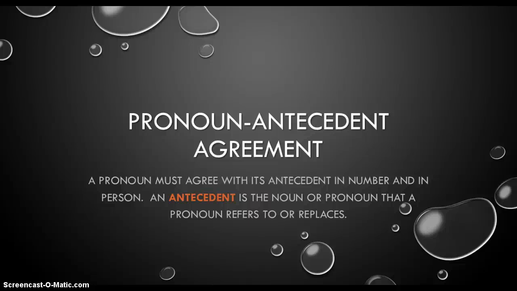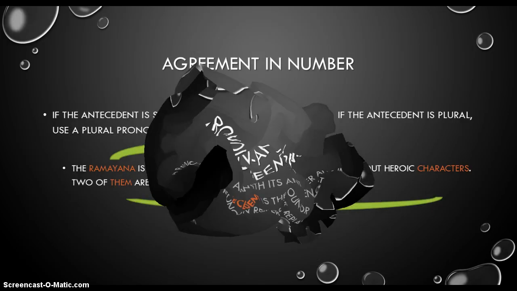The next pronoun thing that we're going to talk about is pronoun-antecedent agreement. A pronoun needs to agree with its antecedent in both number and in person. Now you may be wondering what an antecedent is. The antecedent is the noun or pronoun that a pronoun refers to or replaces. And you'll see what I mean as we get into the examples.